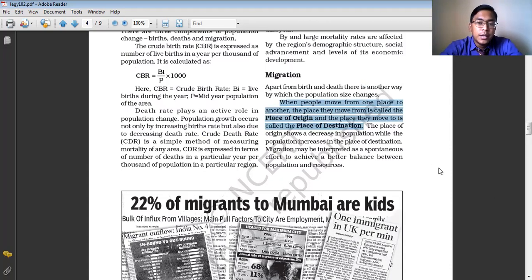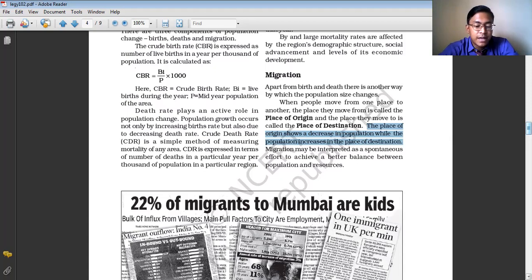Okay, so migration changes the population in both these places. It changes the total number of people in the place of origin as well as in the place of destination. The place of origin shows a decrease in population, while the population increases in the place of destination. So the place from where the people are migrating, there is a decrease in the population, and the place where the people are migrating to, that is the place of destination, there is an increase of population.